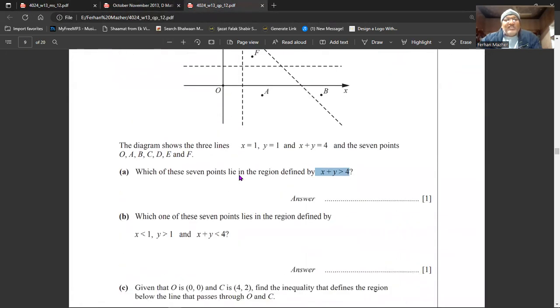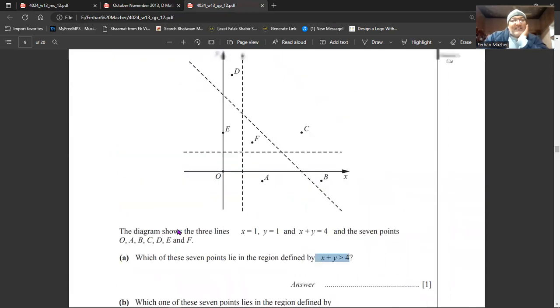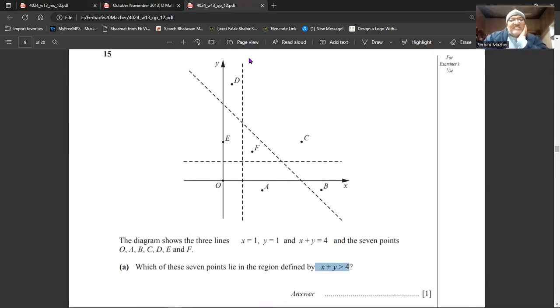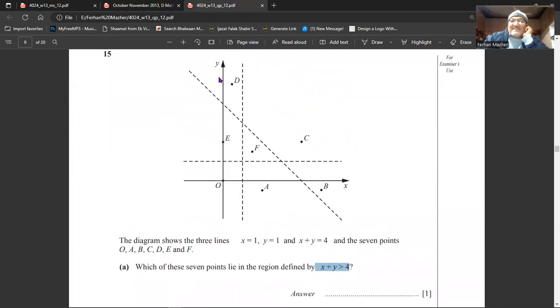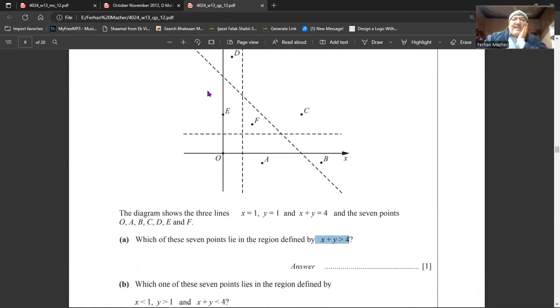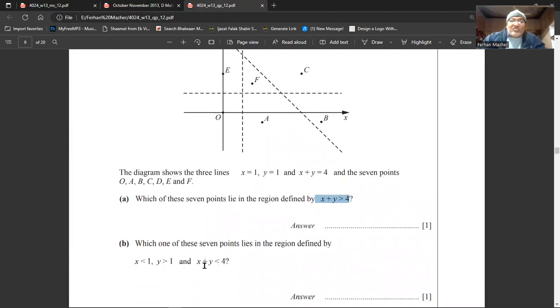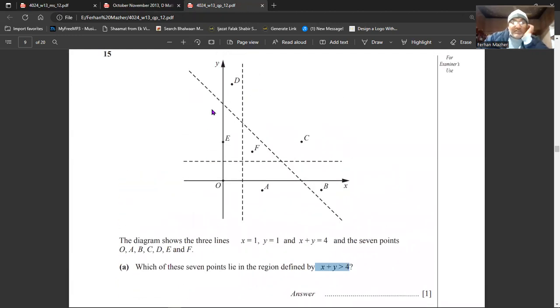Okay. Then their question is, which of the following 7 points lies in the region defined by x is less than 1. X less than 1 means you have to remain on the left side of this line. And y is greater than 1. This is that line, y equals to 1. You have to remain above this line. So from this line, you have to remain on the left side. From this line, you have to remain above this line. And from this line, the crocodile's back is towards the y, so you have to remain below this line.